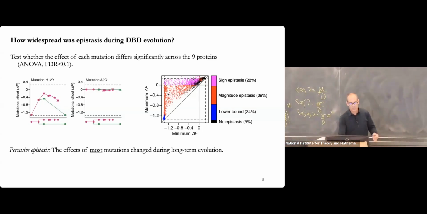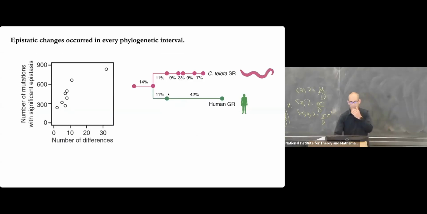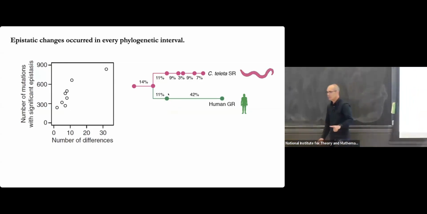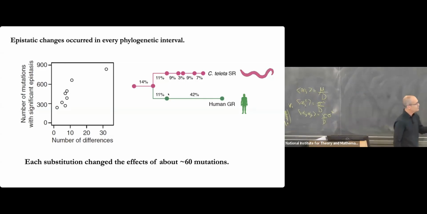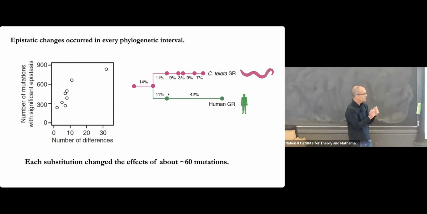So the effects of most mutations, about 60%, change across the course of long-term evolution. So pervasive epistasis. There were epistatic changes in every interval, including the shortest one, which has only 2 substitutions in it. And if we plot the number of mutations that have significant changes in effect versus the length of the branch, the number of differences on that branch, you see a monotonic increase, which corresponds to every single substitution changing the effects of, on average, about 60 target mutations.